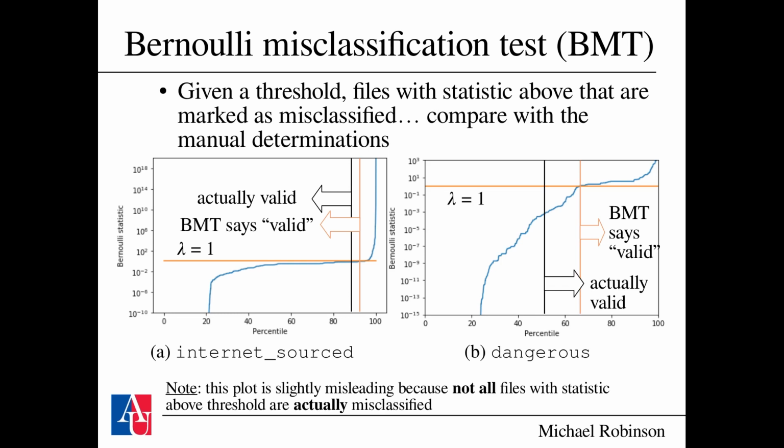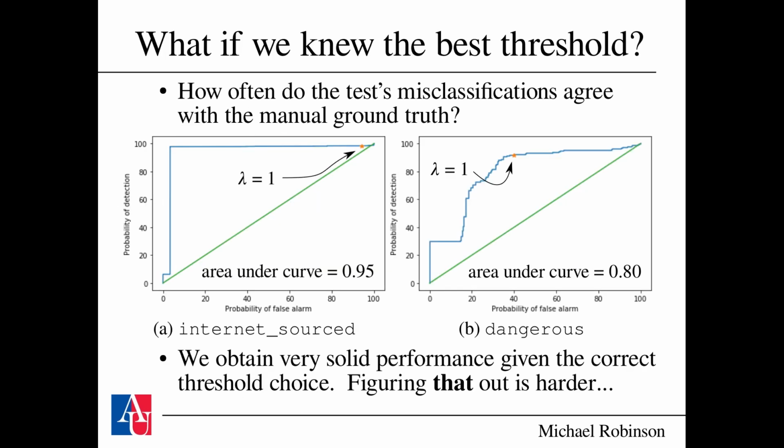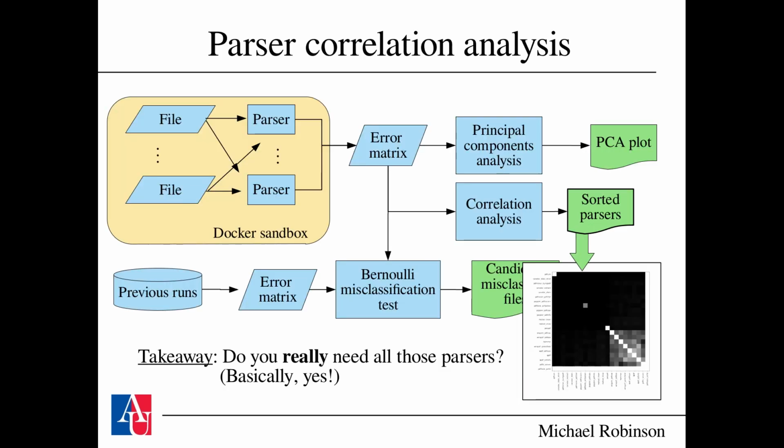Well, for this particular threshold, the internet source isn't so bad. The dangerous is a little wrong. But this is for a particular threshold. Maybe if we tweak the thresholds a little bit, we could do better. Certainly true. If we were to identify the optimal threshold, which, by the way, we do not know, we can actually do quite well. We can hit 95% of the internet sourced files dead on, and the dangerous files, about 80% of them we can get as well. Finding that threshold is still an active area of research.